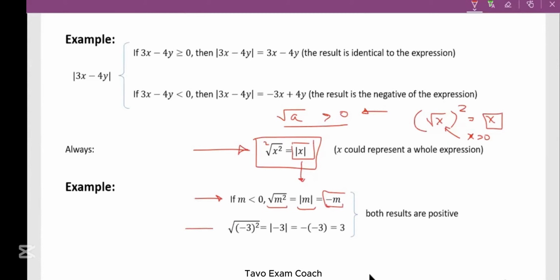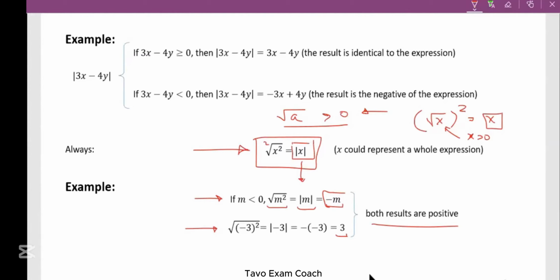Okay, with numbers it's the same. The square root of minus 3 squared would be the absolute value of negative 3. And the absolute value of negative 3 is the additive inverse of negative 3. That is to say, negative 3 with the sign changed, or minus minus 3, which is 3. As you can see, both results are positive. That's the way it has to be, because the absolute value is always positive, and the square root of any number is always positive too.